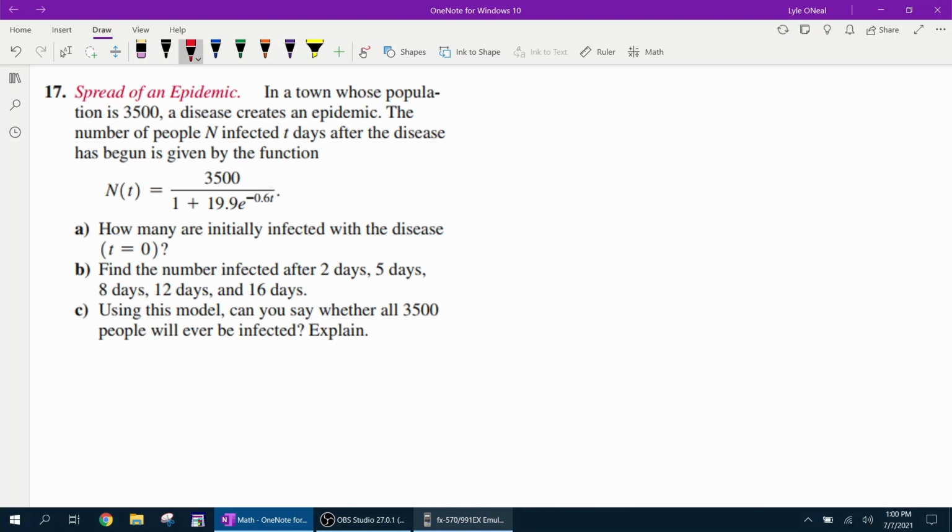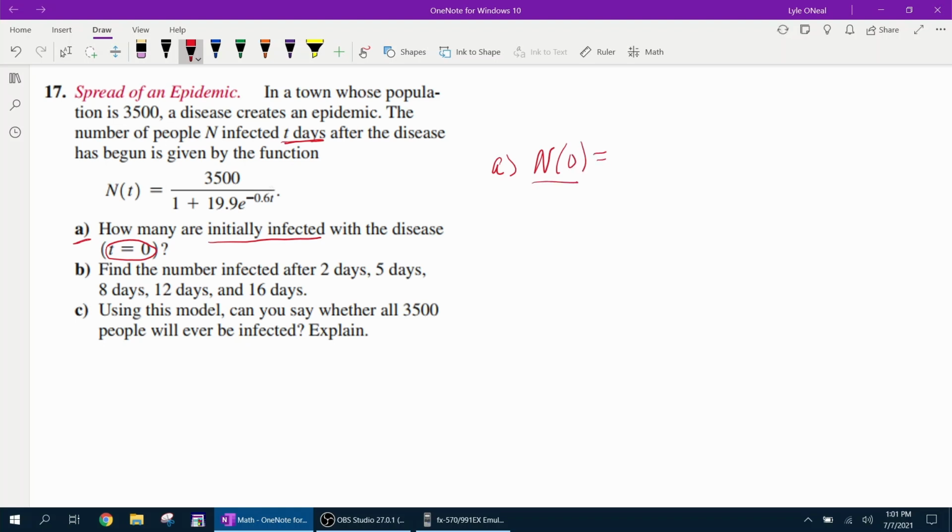And for our final example in this lesson, number 17, it says, in a town whose population is 3,500 people, a disease creates an epidemic. The number of people infected t days, that's important, t is in days this time, after the disease has begun, is given by this function. It says, for part A, how many are initially infected? Now, initially always means at time 0. So to figure out that value, we're going to have to calculate N of 0.